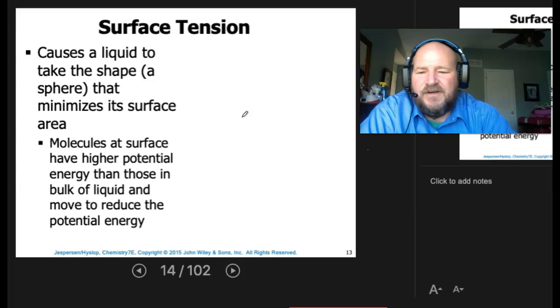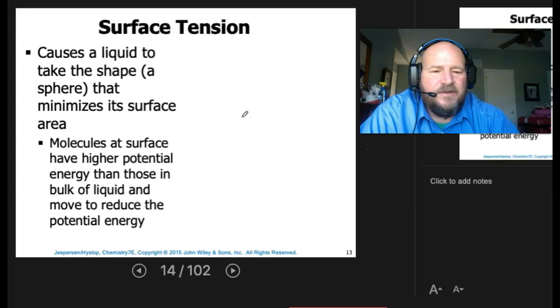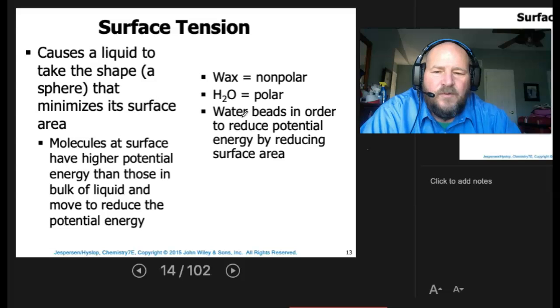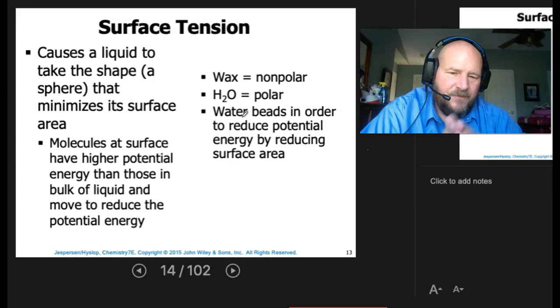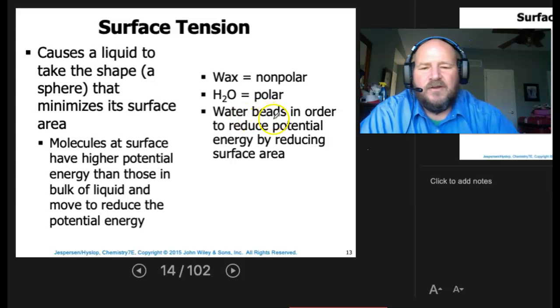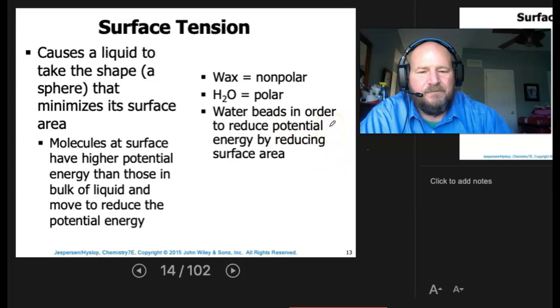This causes a liquid to take the shape of a sphere, which minimizes its surface area. So molecules at the surface have a higher potential energy than those in the bulk of the liquid and move to reduce that potential energy. In other words, wax is nonpolar, water is polar. That's going to generate a dislike, a hydrophobic interaction. The water then will bead up in order to reduce the potential energy by reducing its own surface area.